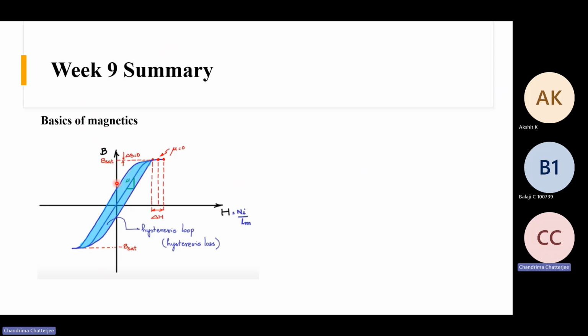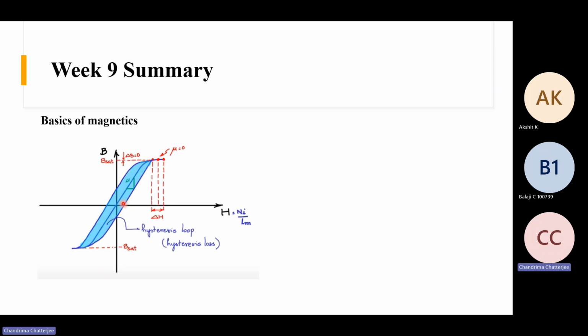Here in the y-axis, now your mmf is 0. There is no mmf, but still there is some B remaining. So you will have to provide some negative H to make B 0. And again in the third quadrant it goes like this, and again there is some B. If you apply some positive mmf, it becomes 0 and it goes like this. So this curve is called the hysteresis curve.